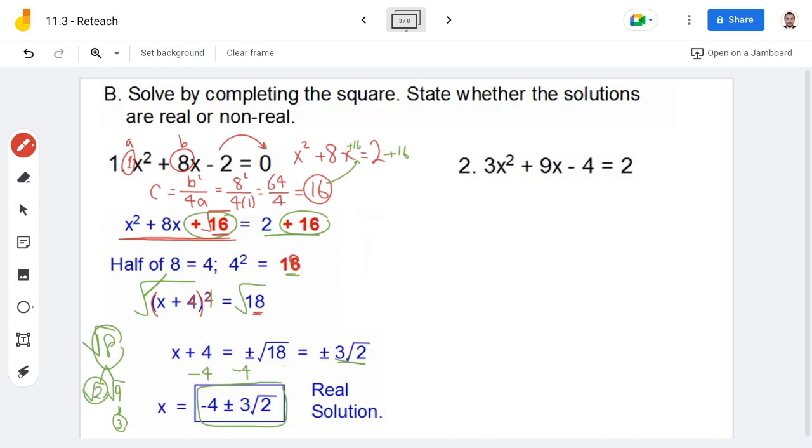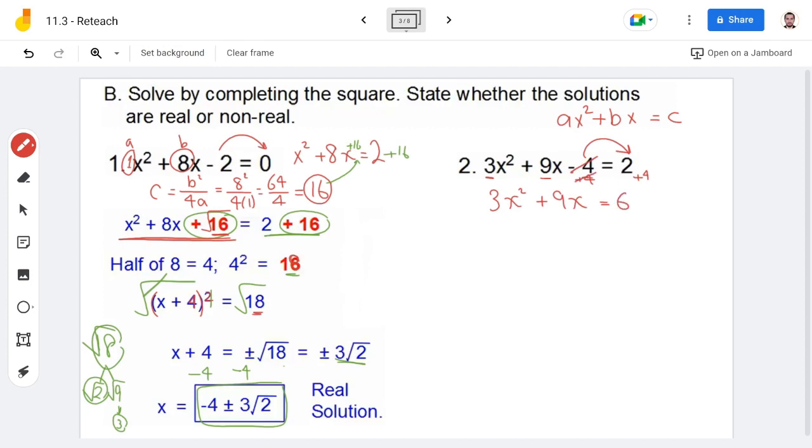Now let's simplify the other question here. So first step, we need to rewrite it, rearrange it in the form x squared plus bx equal c. So now if you look here, this is a, this is b, this is c. So what I have to do with this one, I have to take it to the other side. So now let's rewrite the question. 3x squared plus 9x equal. So it will be positive 4 for both sides. So these cancel out. So 2 plus 4 is equal 6.